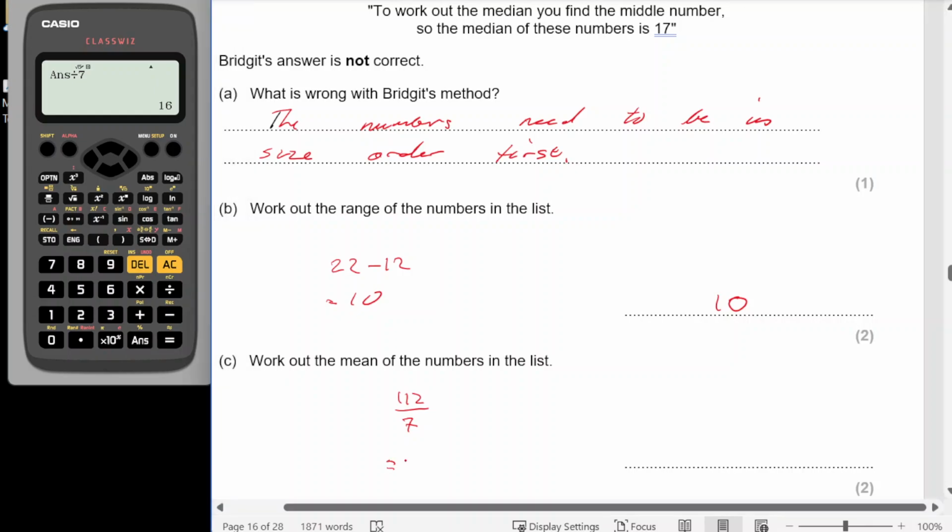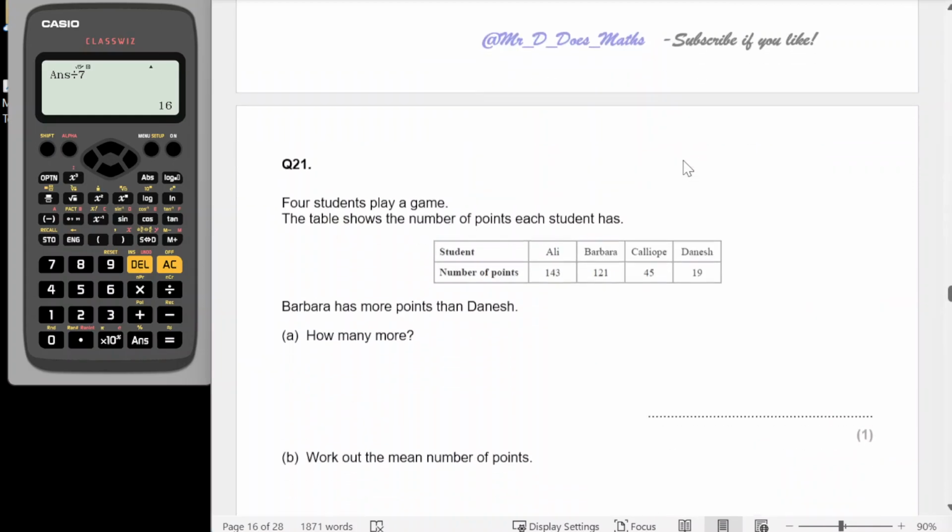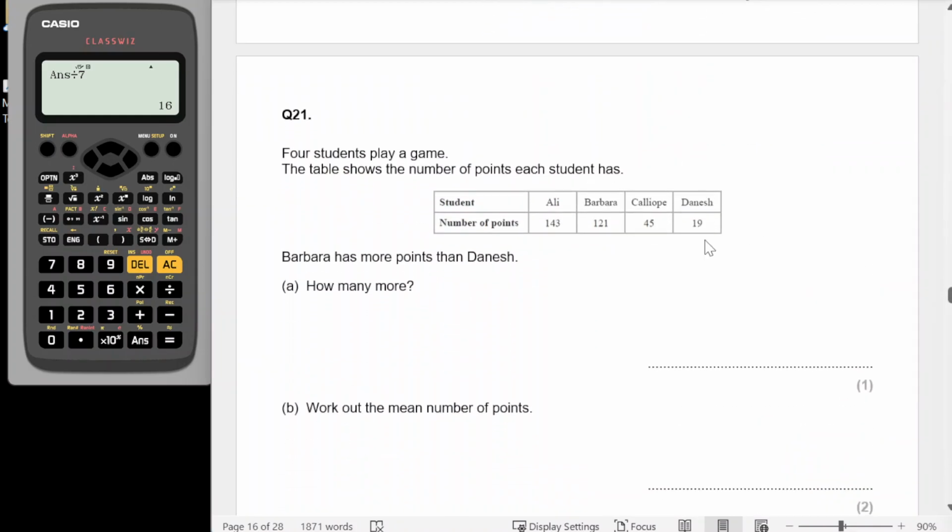So 16. So question 21, 4 students play a game. The table shows the number of points each student has. So we've got number of points and then A, B, C, D. B has more points than D. Work out how many more points. So how many more has B got than D? So we're doing 121 minus 19, which is going to give us 102.